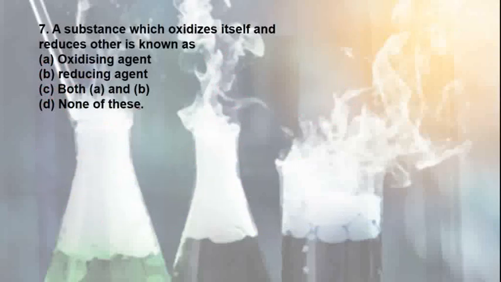Here is the 7th question. A substance which oxidizes itself and reduces other is known as. In the previous question we have discussed that C is getting itself oxidized and it is reducing Pb. So what is the answer? That is B, reducing agent.